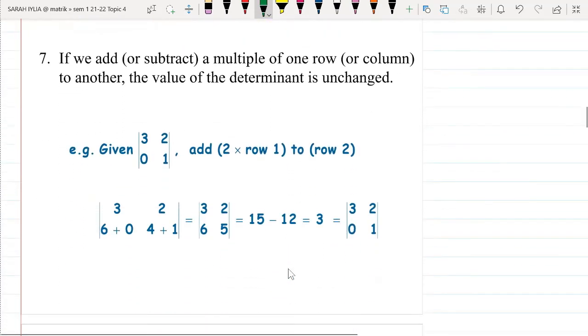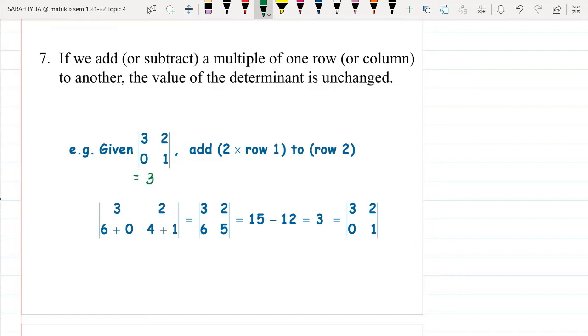Okay. Next one. If we add or subtract a multiple of one row or column to another, the value of determinant is unchanged. Maksudnya, kalau kita buat operasi tambah, darab ataupun tolak one row from another, then value determinant dia akan still jadi sama.